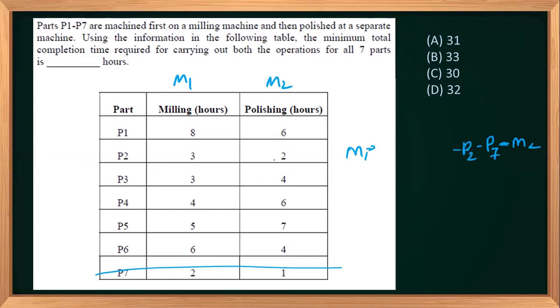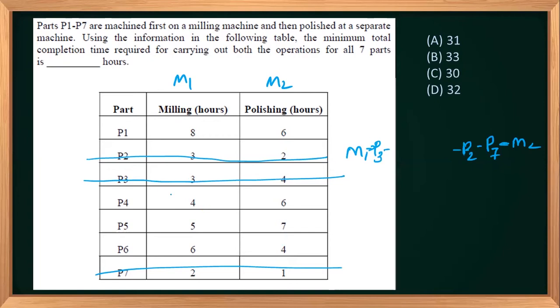P2 is gone. Now what will be the least among the remaining? 3, right? So P3 is the corresponding one, and that's for M1. So P3 will be the first job on the first machine. 3 is gone, then 4. 4 is there for 2, right? P4 is there, P6 is there. Anyhow, we don't have a clash because one is for M1 and another is for M2.